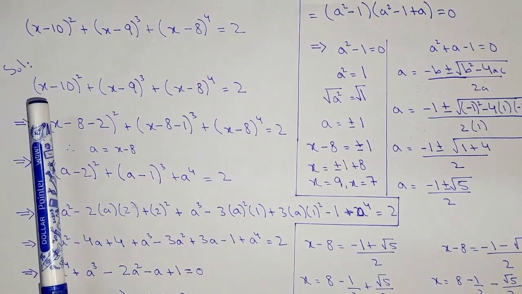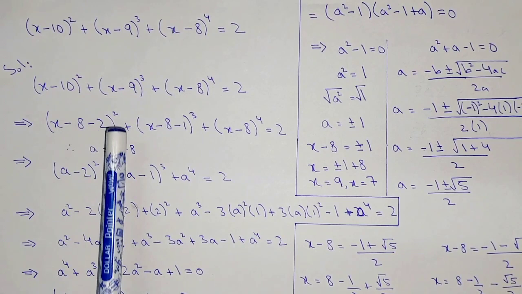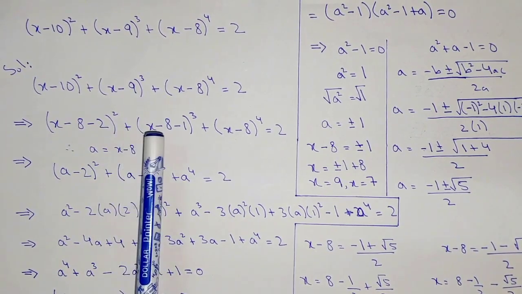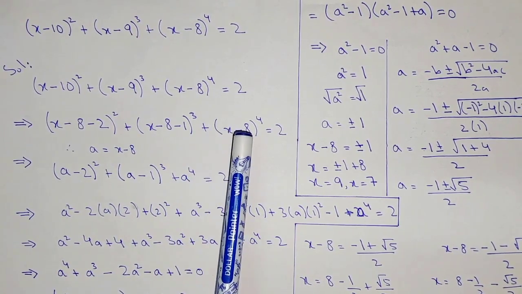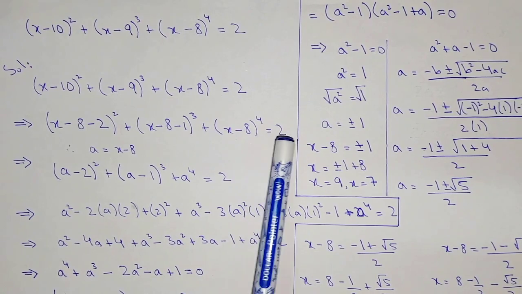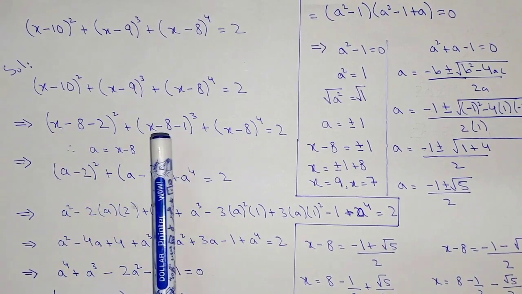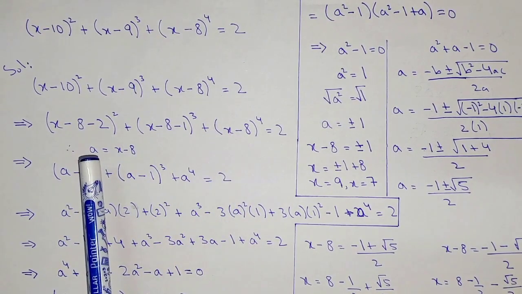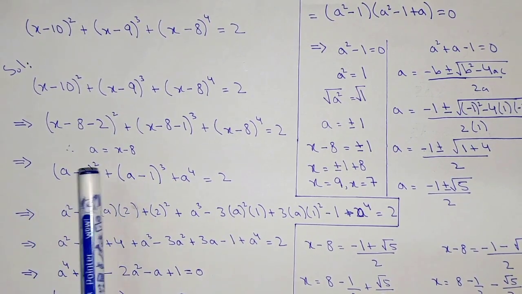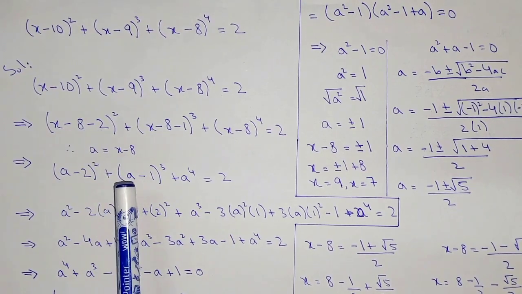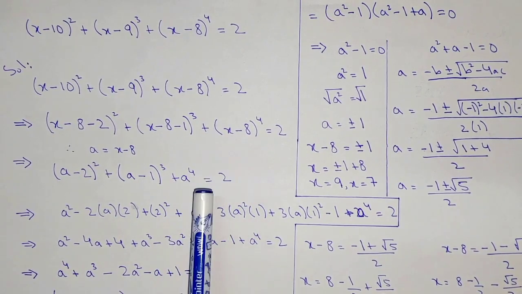Now we are rewriting this as (x minus 8 minus 2) whole square instead of (x minus 10) whole square, plus (x minus 8 minus 1) whole power 3 instead of (x minus 9) whole power 3, plus (x minus 8) whole power 4 equal to 2. Why are we doing this? Because we want to keep x minus 8 in all three brackets. Let's suppose a is equal to x minus 8, so (a minus 2) whole square, plus (a minus 1) whole power 3, plus a power 4 equal to 2.